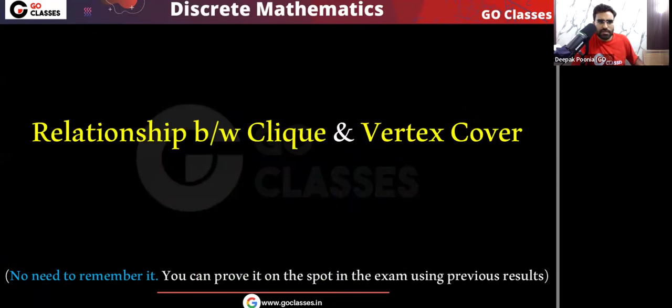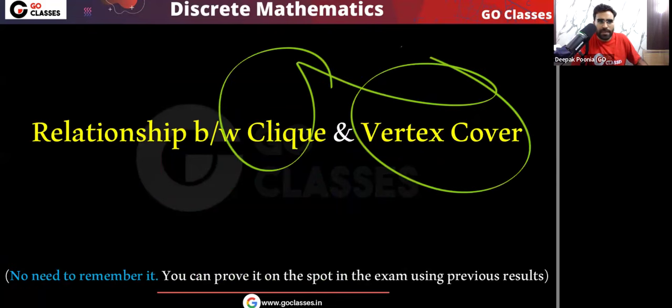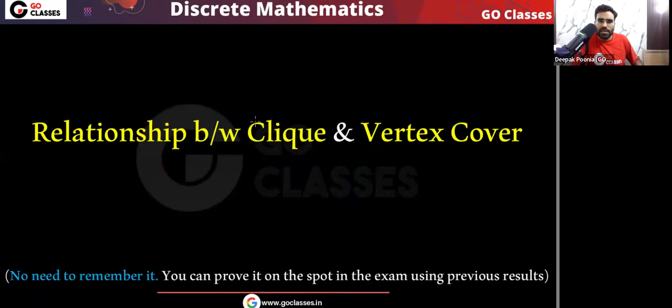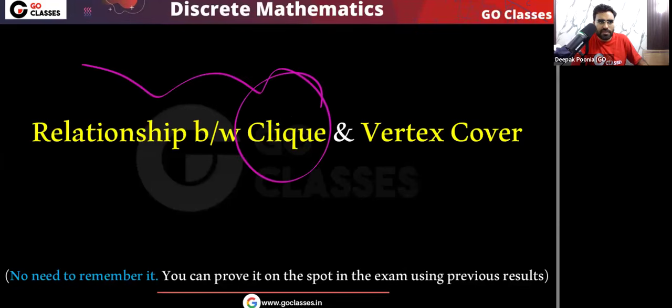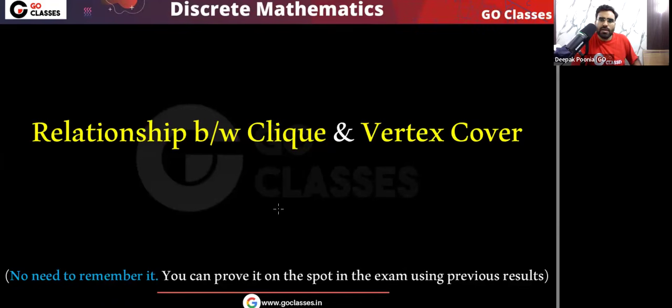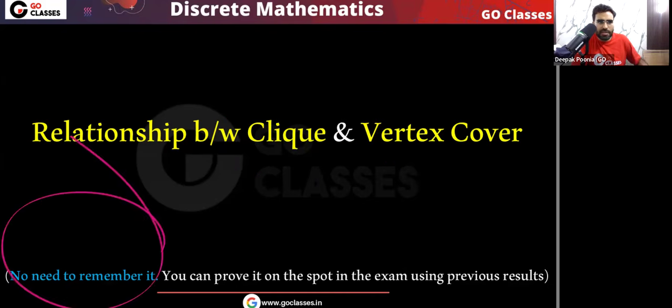Now let's see the relationship between clique and vertex cover. So far we have seen the relationship between clique and independent set. We have also seen, with proof, the relationship between vertex cover and independent set. Now, what is the relationship between clique and vertex cover? You don't need to remember it. In the exam, you can prove it on the spot from the previous results that we have seen.